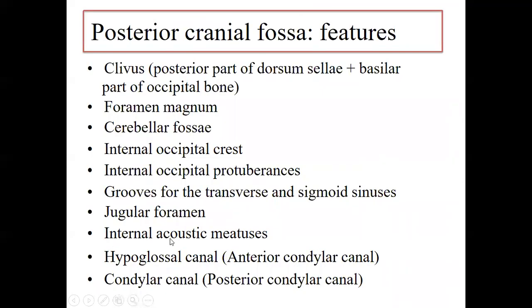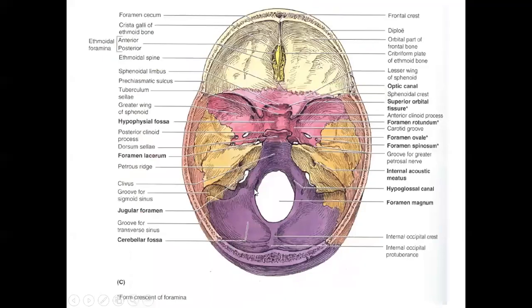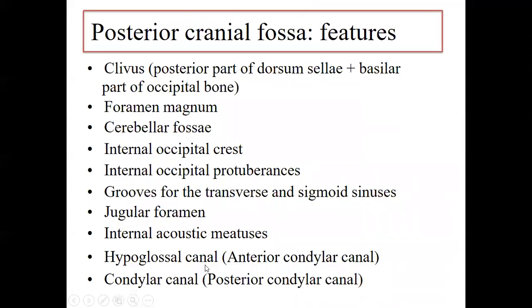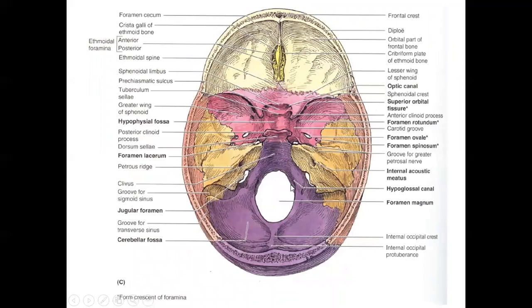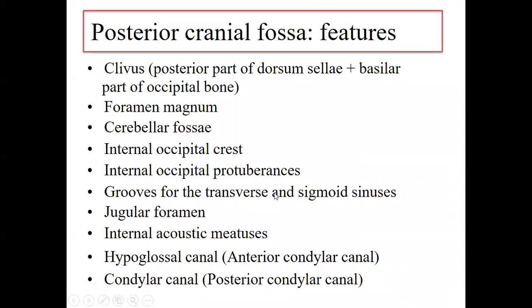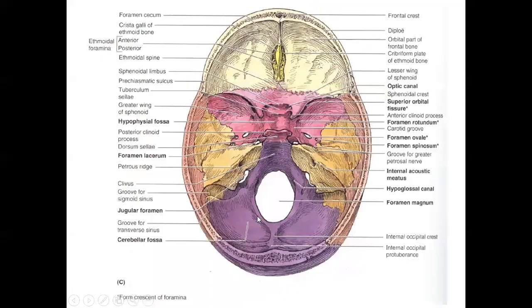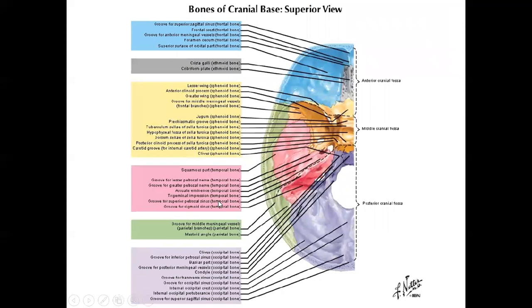And then we also have the internal acoustic meatus. So this is the internal acoustic meatus. And the hypoglossal canal. This is the hypoglossal canal. And then the condylar canal, which is the posterior condylar canal, which is not shown in this picture. These are the important bony landmarks that you have to know.